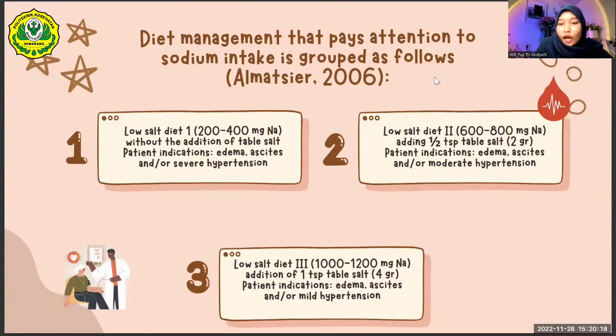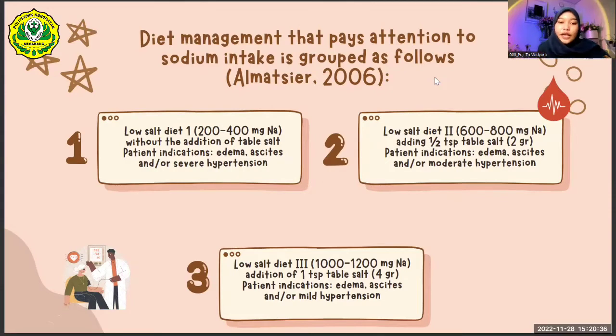And then low salt diet 2, which is 600 until 800 mg natrium, adding a half tsp of table salt or 2 grams, with patient indications of edema, ascites, and or moderate hypertension.